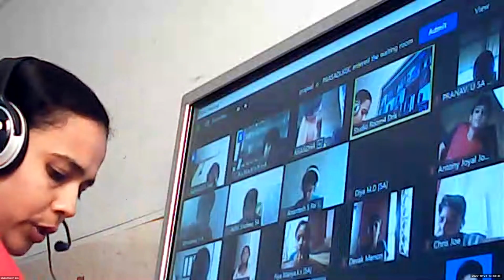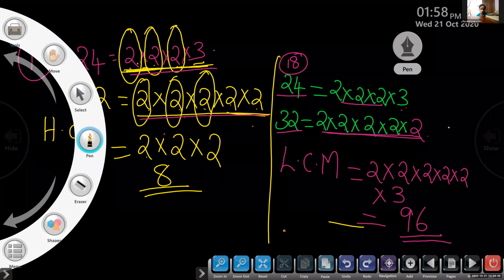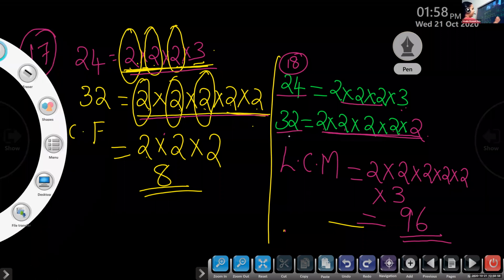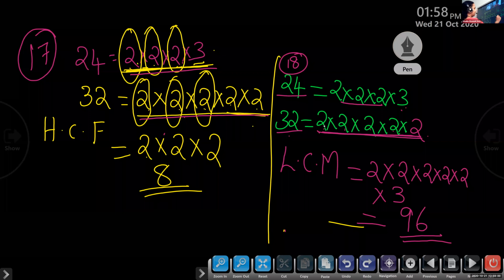See, children, we will do 19. Ma'am, I have not understood LCM. Look here. How many times is 2 repeated at maximum here? 1, 2, 3, 4, 5. Here we have only 3. Look at the board, Fia. You are asking me and you are looking somewhere. Here 5 times and here only 3 times.